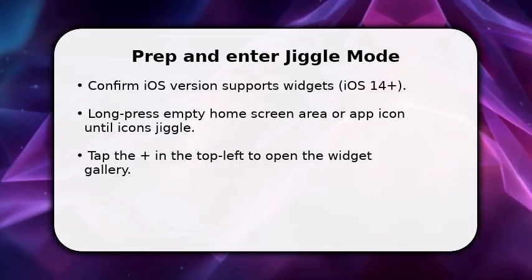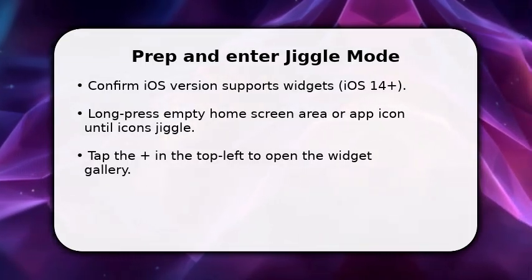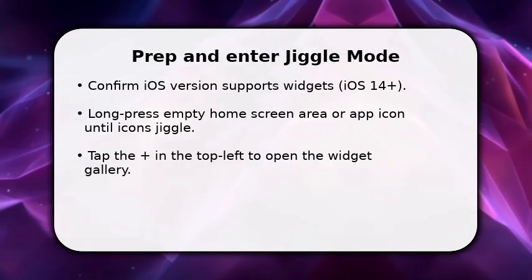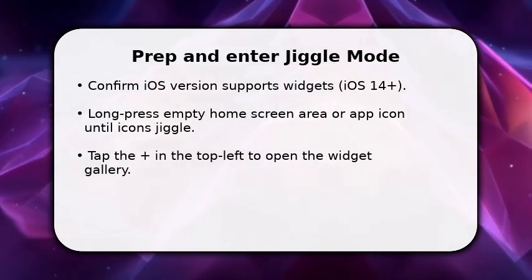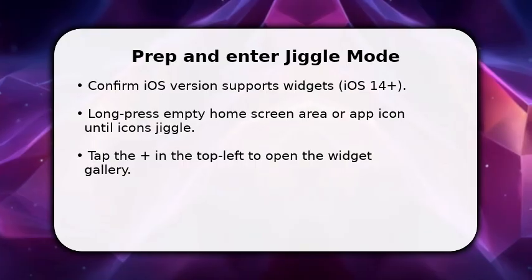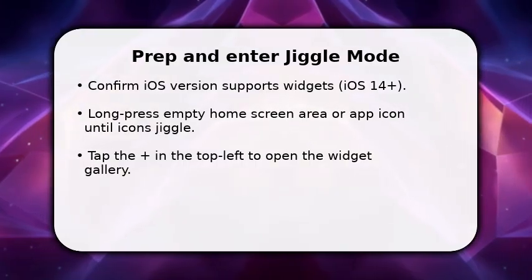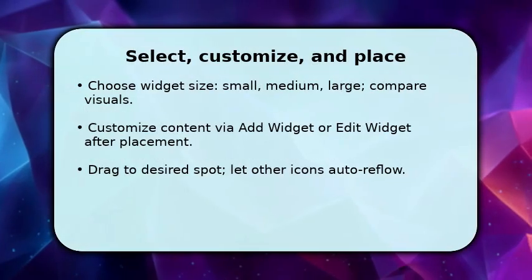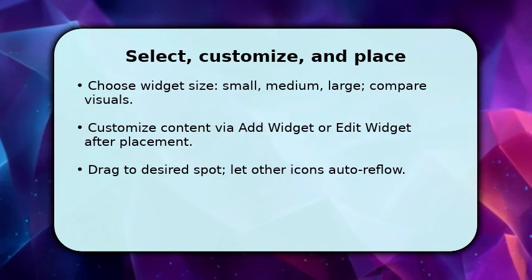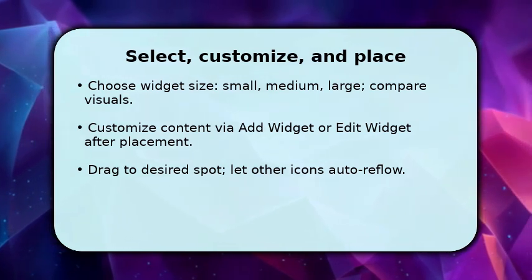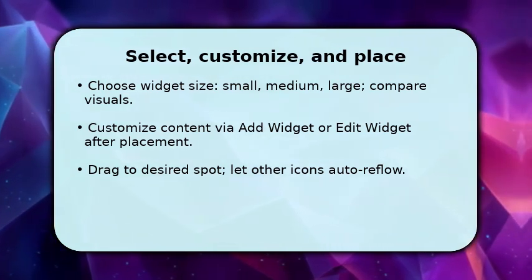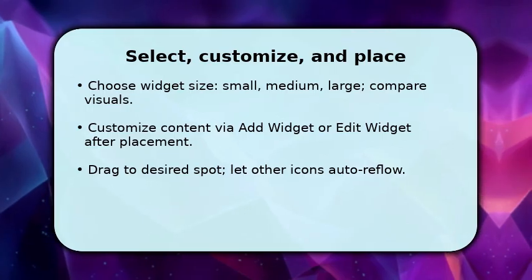Make sure to browse sizes so you know which fits your layout. Try a small, medium, then large preview to see visual weight. This first step puts you in control and avoids accidental app rearrangement. You pick a widget size that matches both information density and screen real estate. Small for glance, medium for detail, large for multiple elements.